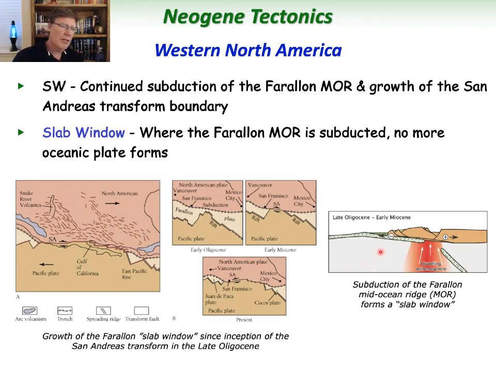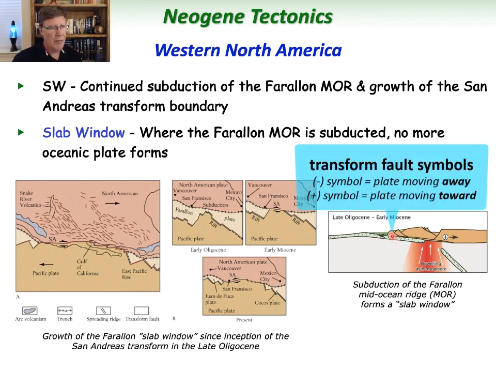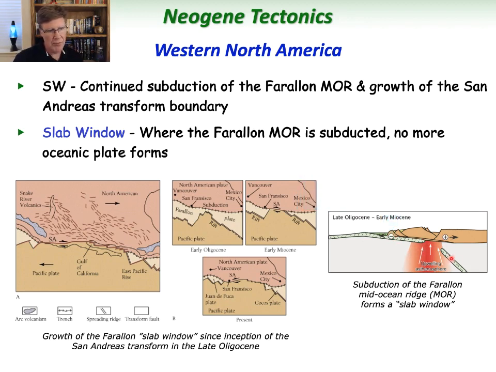If you remember, when this first started in the late Oligocene at about 28 million, the Farallon mid-ocean ridge starts to get subducted, and the left side of the mid-ocean ridge, which is the Pacific plate, is moving off to the west, the same direction North America is moving. Okay, so it more or less isn't getting subducted. It's moving in a slightly different direction. You have a transform boundary. The minus means this side's moving away. The plus means it's moving toward. But the other side of the Farallon mid-ocean ridge is the Farallon plate. It keeps going. It keeps subducting down, and so that gap right here, where there used to be mid-ocean ridge, it keeps widening, widening, widening. This is the slab window.